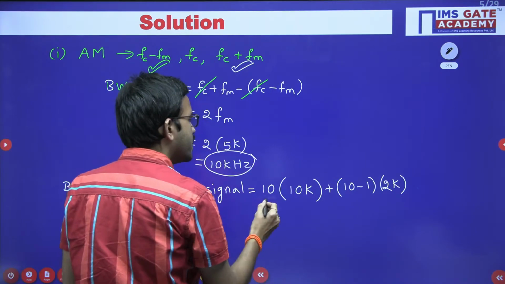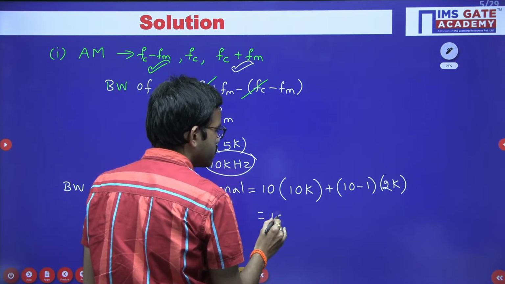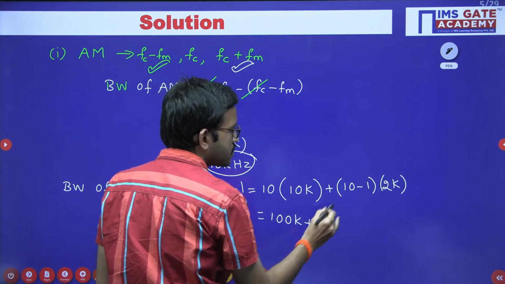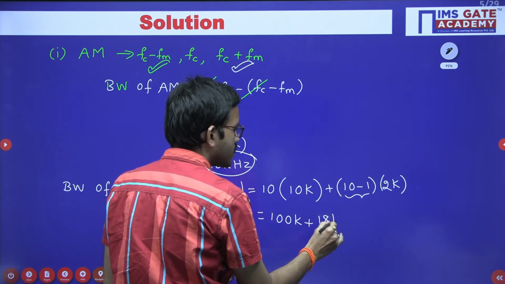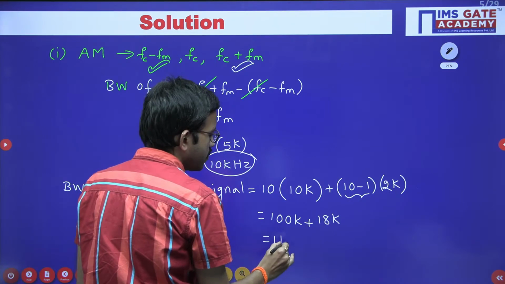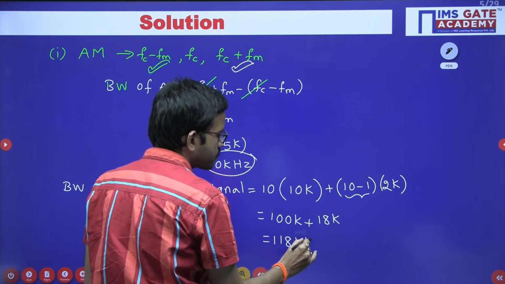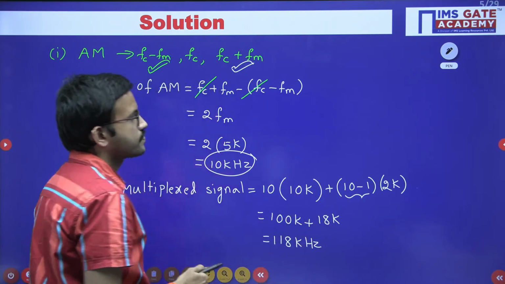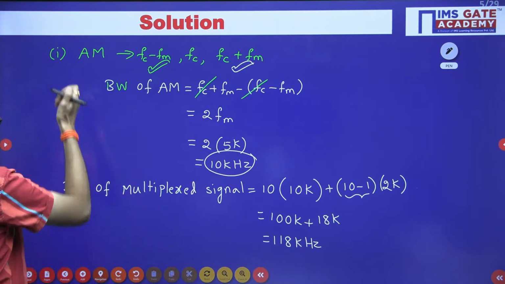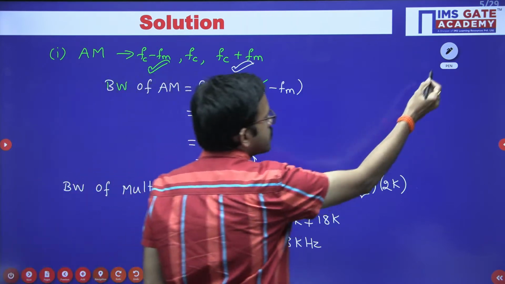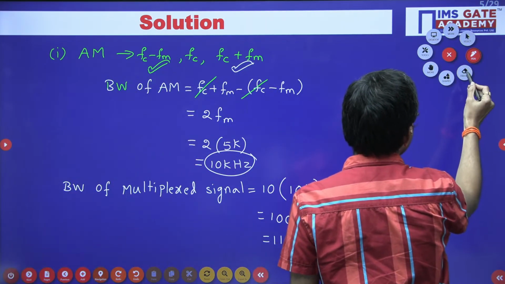So that means 10 into 10K is nothing but 100K, plus 10 minus 1 is 9, 9 into 2, that is 18K. So that means you are going to get 118 kHz. Okay, so this is the answer for case 1 or case A. I have mentioned the cases like A, B, C, right?